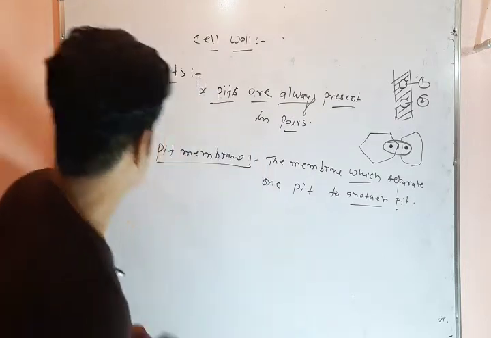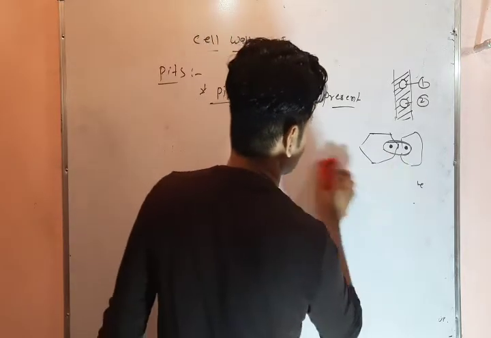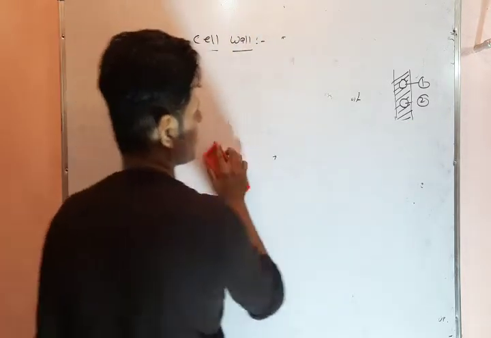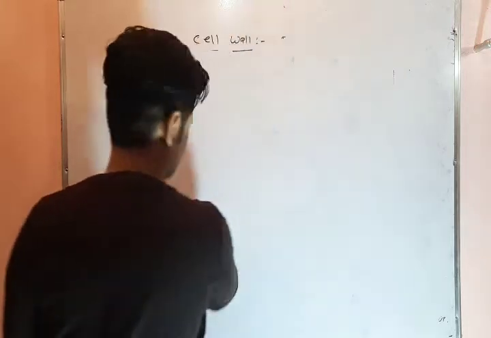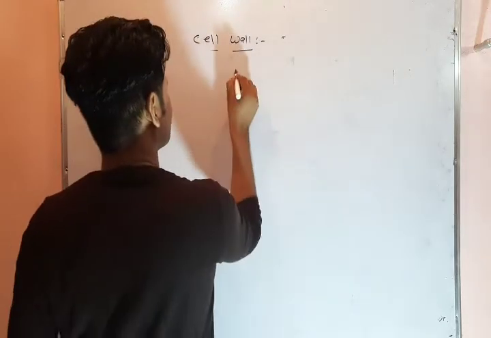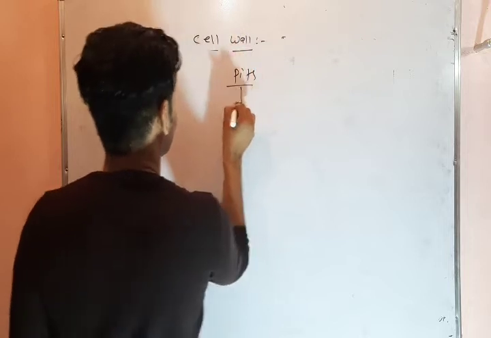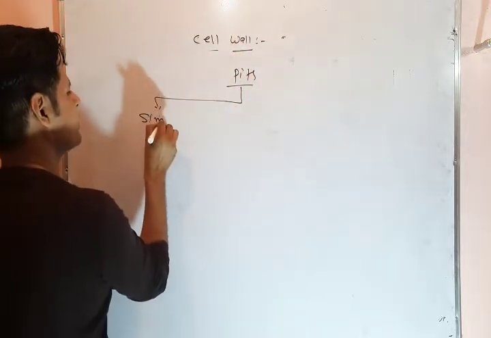Now we will study the types of pits. Classification of pits: there are two types of pits in the cell wall. First is the simple pit.